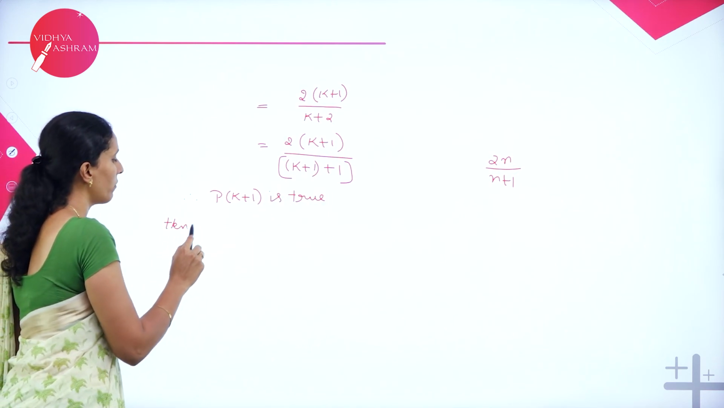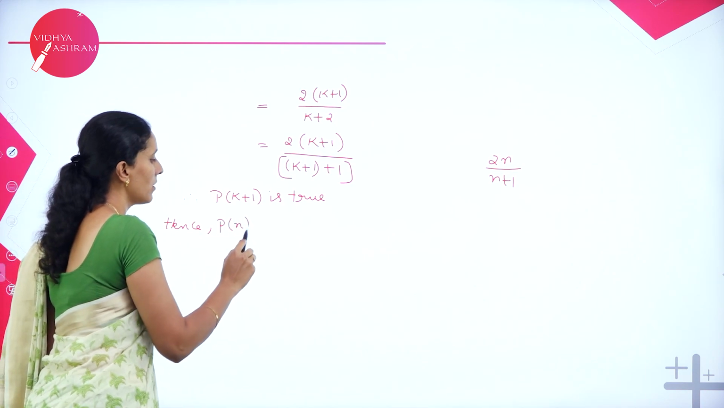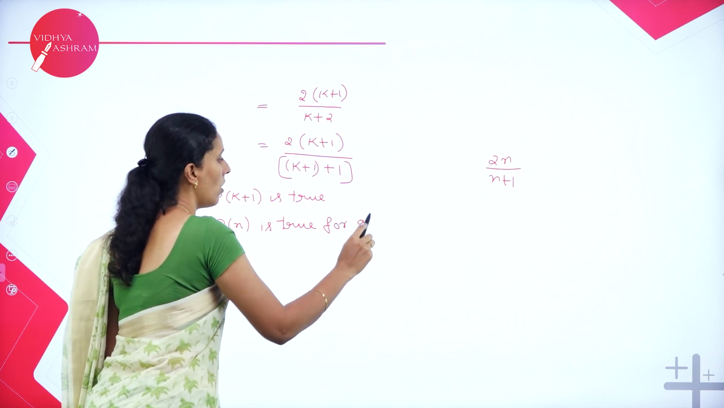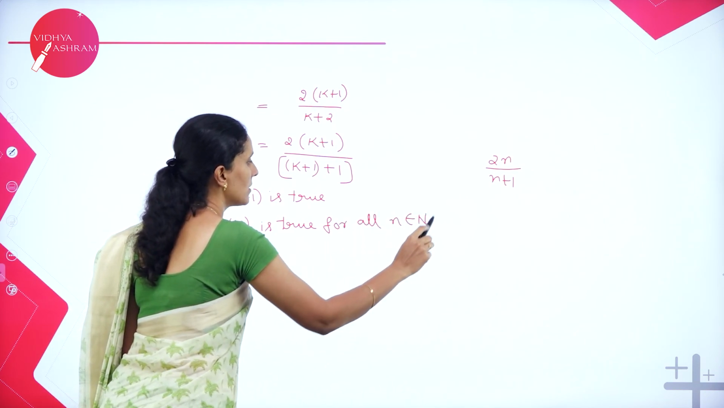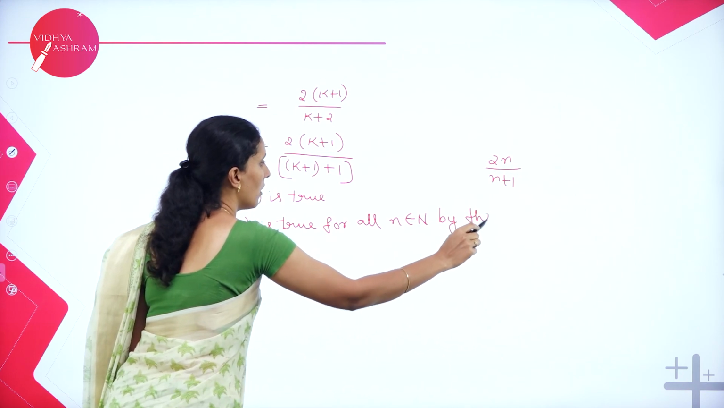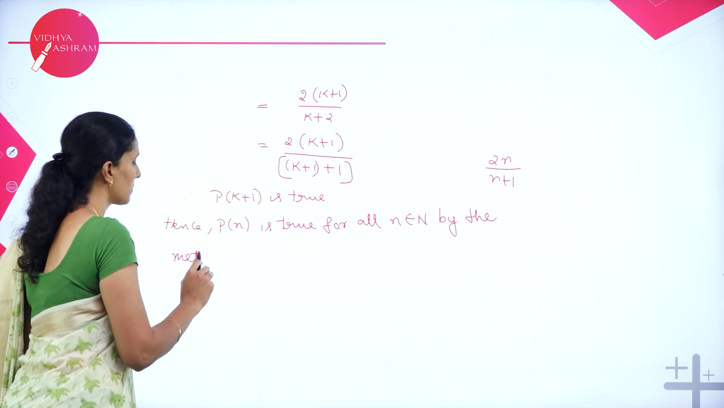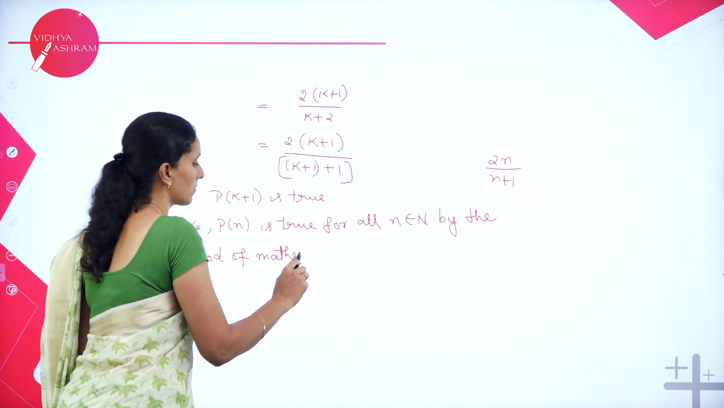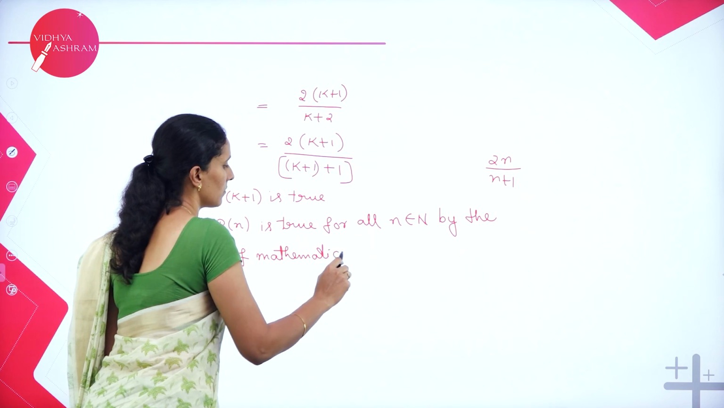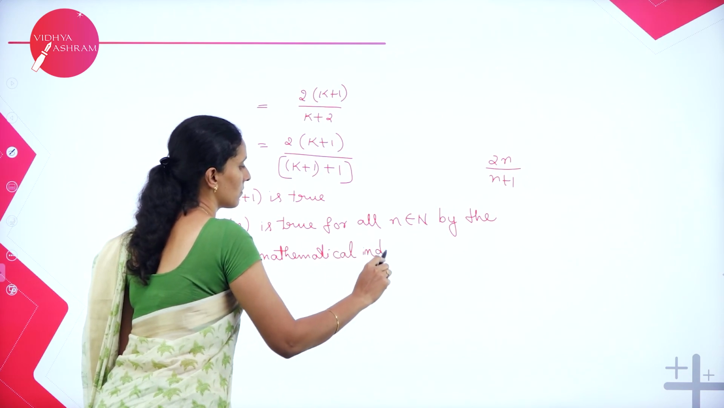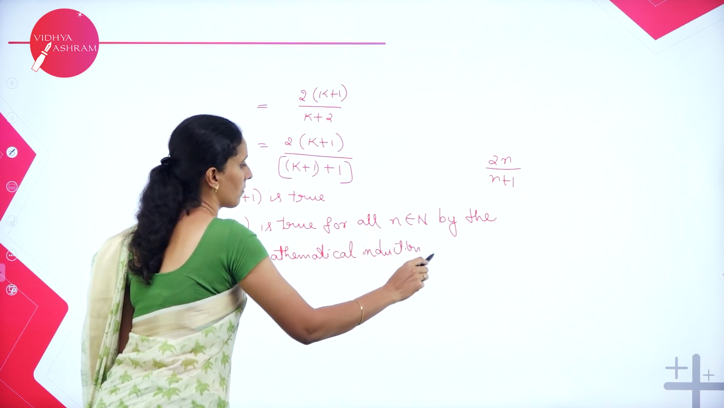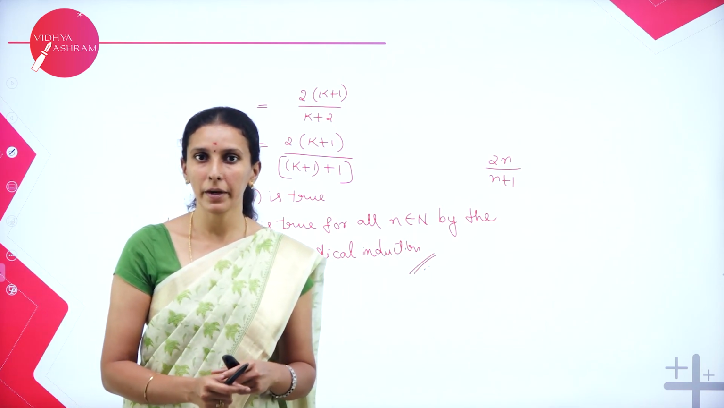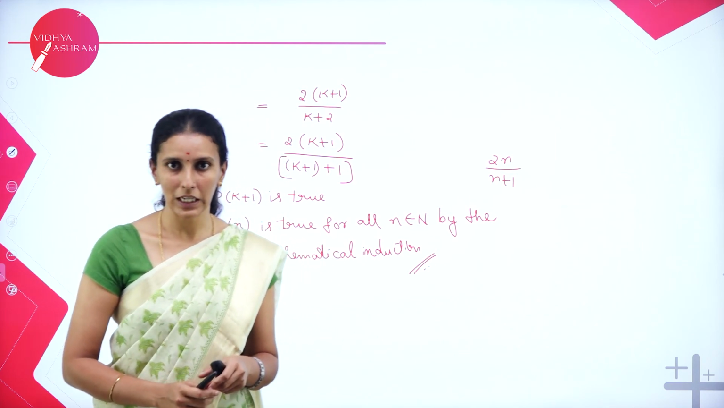Hence, what can we conclude? P of n is true for all natural numbers by the method of mathematical induction. So hence we can conclude the statement using the principle of mathematical induction.